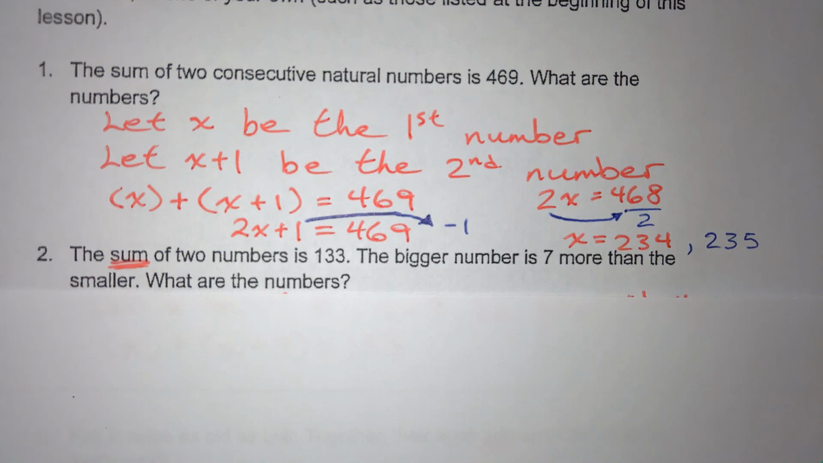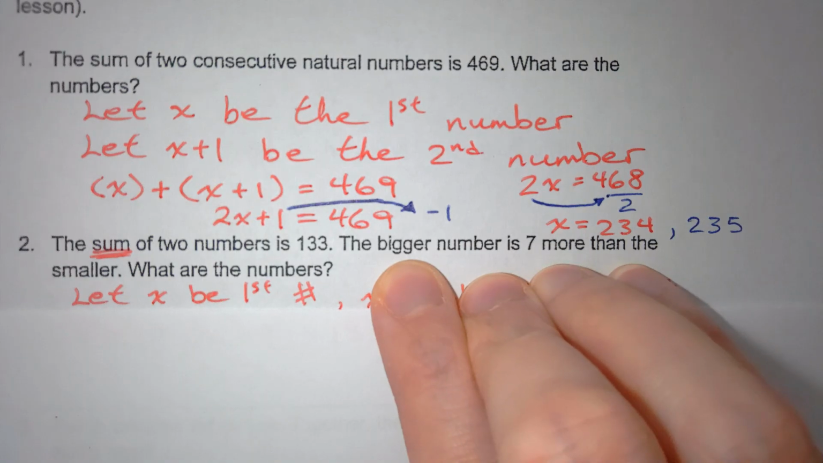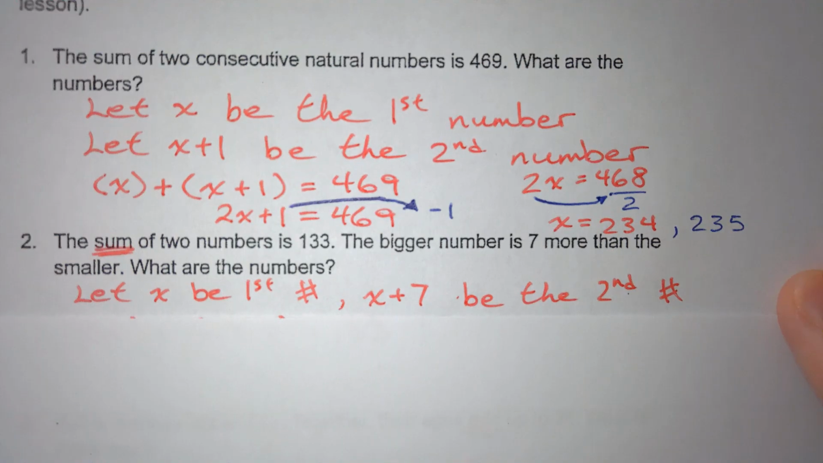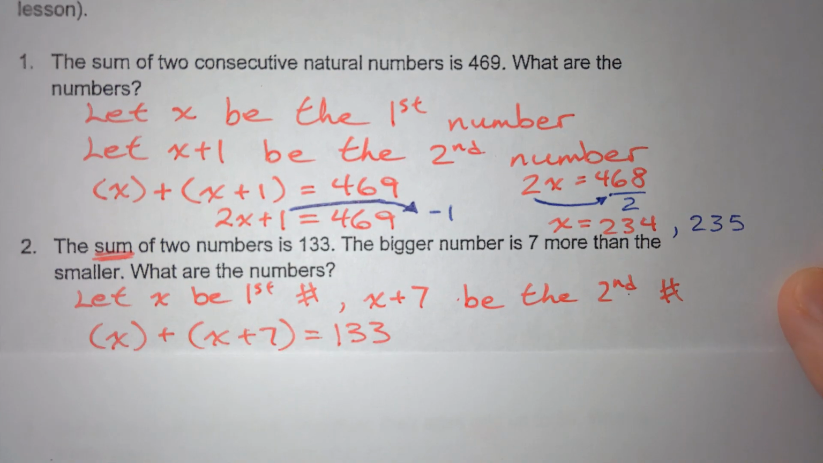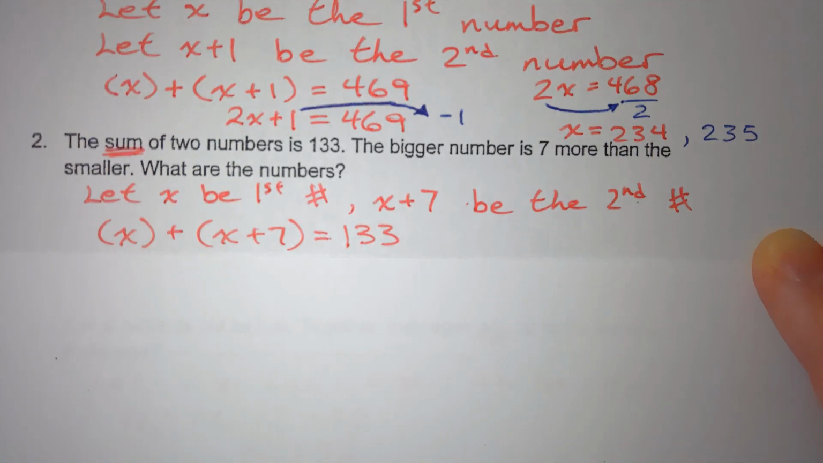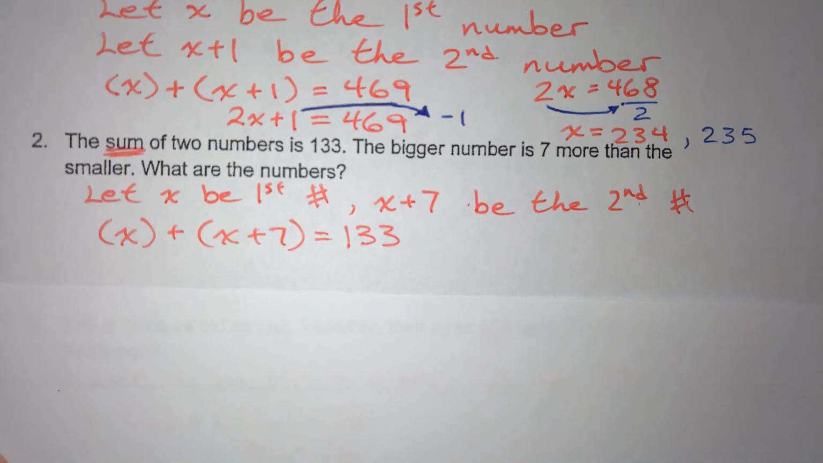What about the second one? If my first one is, let the first number be x, what would my second one be? X plus 7. That's right. Because again it's sum, I just have to write x plus 7 equals 133. By the way, what are the two numbers? 63 and 70. Good. And to check, 63 plus 70 does give me 133.